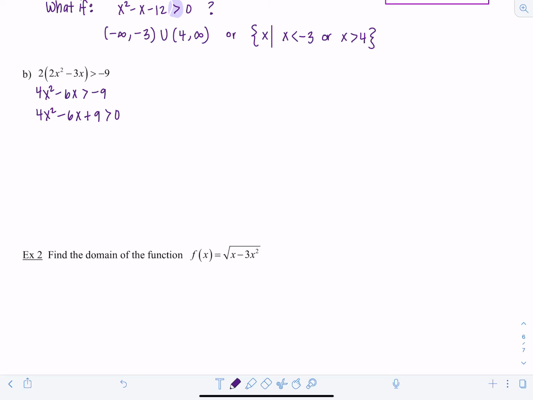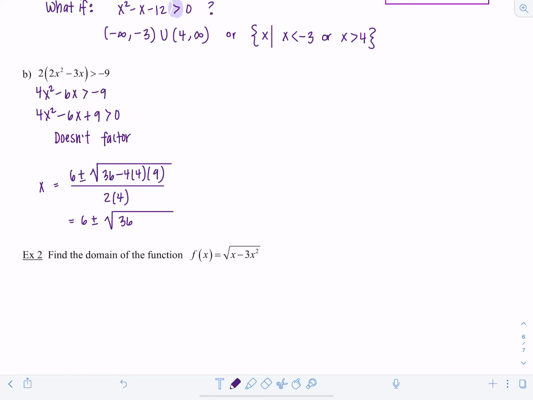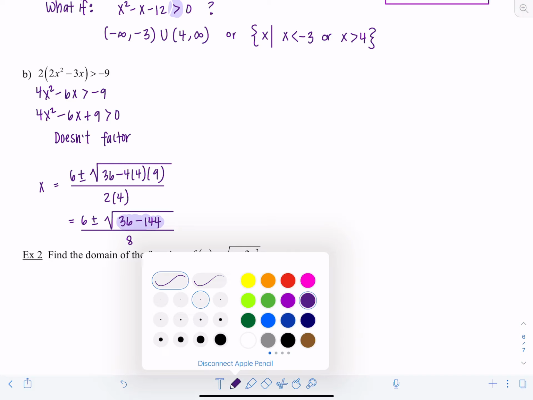Does this factor? You might be tricked and think it's a perfect square trinomial, but it's actually not. Oh no. So since it doesn't factor, what do we do? Does that mean it doesn't have x-intercepts? No, not necessarily. We have to use the quadratic formula to see. So x is equal to the opposite of b, so 6, plus or minus the square root of b squared, so that's 36 minus 4 times 4 times 9, all over 2 times 4. And this is going to be 6 plus or minus the square root of 36 minus 16 times 9, that's 144, over 8. And right away I can tell, okay, 36 minus 144, that's going to be negative.